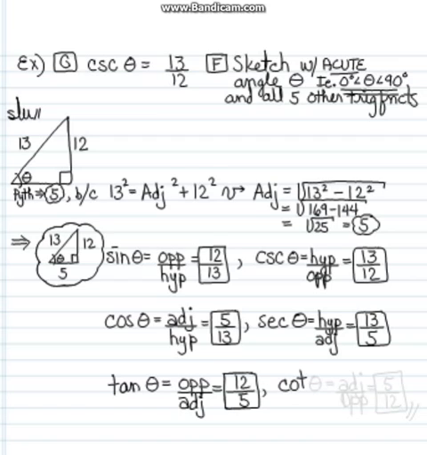And the cotangent of theta is the reciprocal of that. It's the adjacent side over the opposite. So that is 5 over 12.